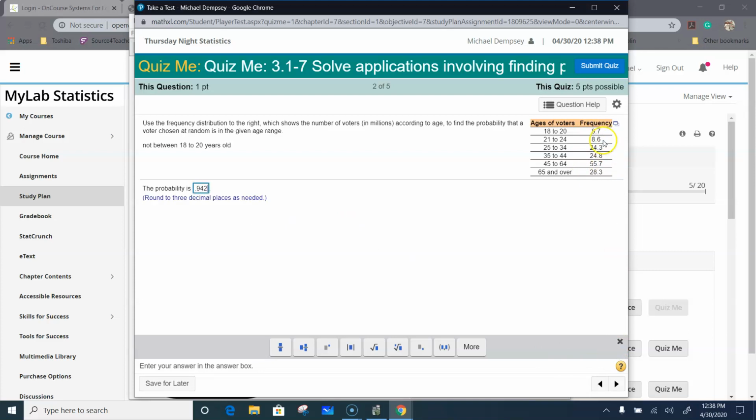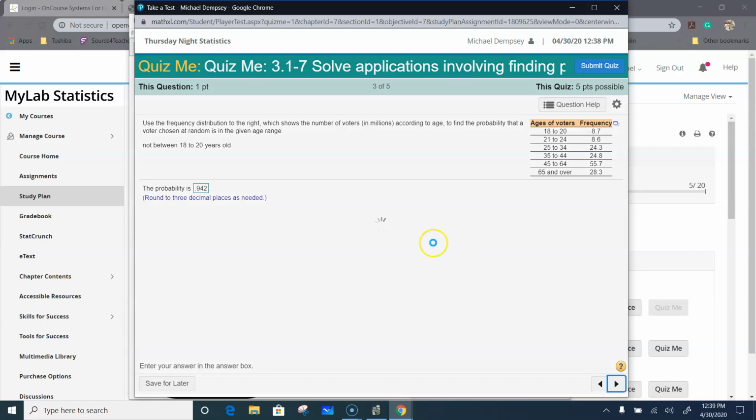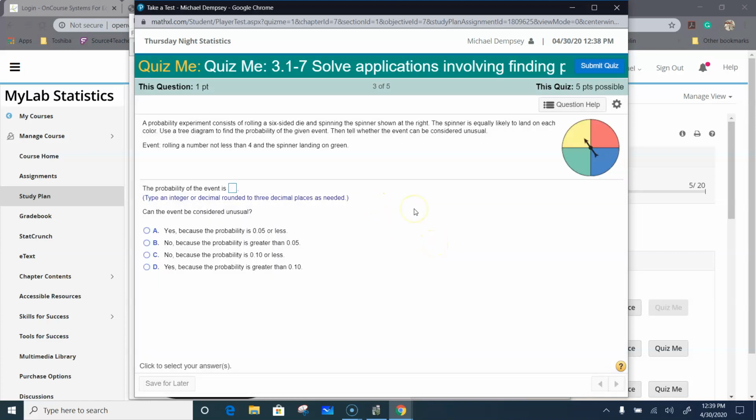So I could add all these up and divide by the total, or I just took the 8.7 since I remembered it, divide that by the total, and since it says not between that, we subtract from 1. Okay.